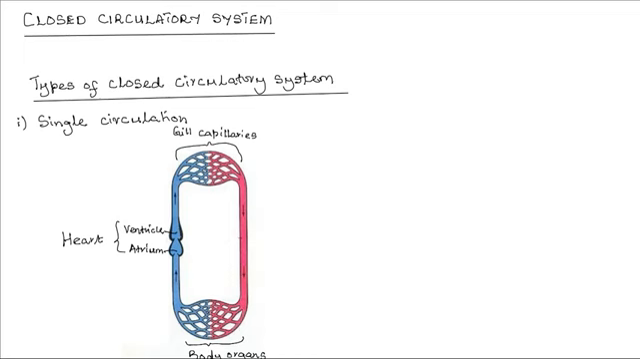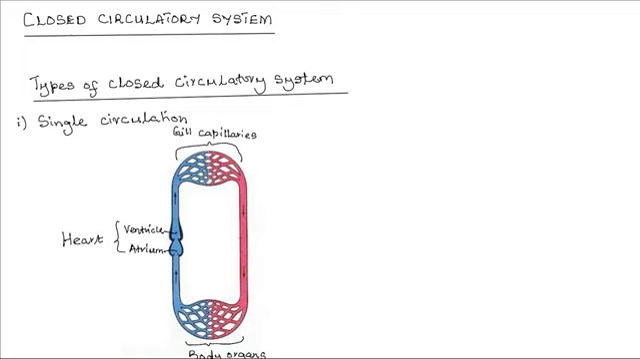Closed circulatory system. You will recall that in a closed circulatory system, the blood is confined in blood vessels and never comes into direct contact with the tissues. So the heart pumps blood into the blood vessels. Then through the blood vessels, the blood is conveyed to the tissues.